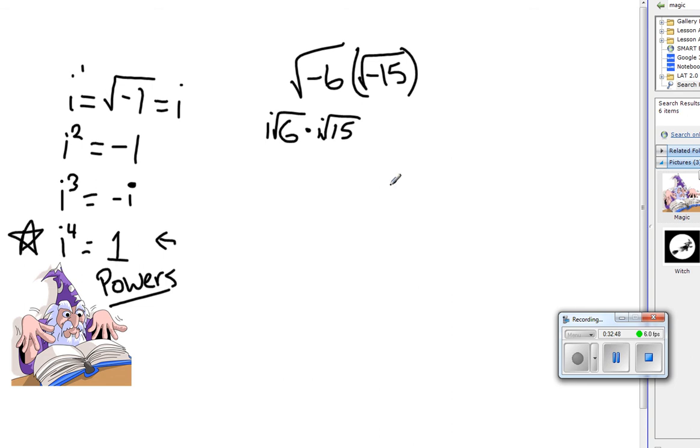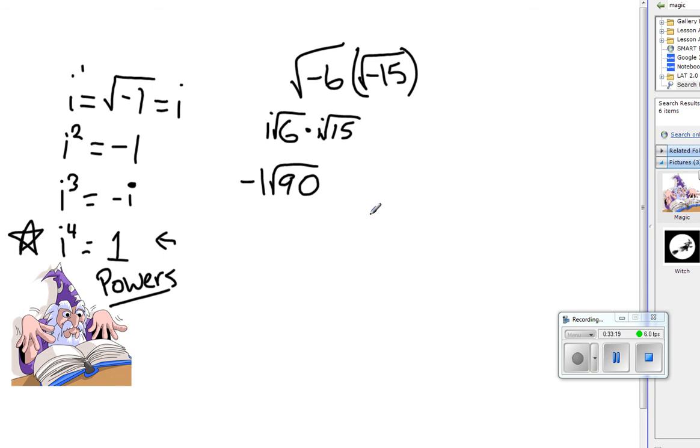Okay. So what we do is we say we can do i times i, which is i squared, which is negative 1. So we end up with negative 1. We can do the square root of 6 times square root of 15. We can combine them now because they're both positive. We can't do them when they're negative. We can do it when it's positive. So 6 times 15 is, I'll give you a hint on this one, 90. You can also practice your multiplying on khanacademy.org.